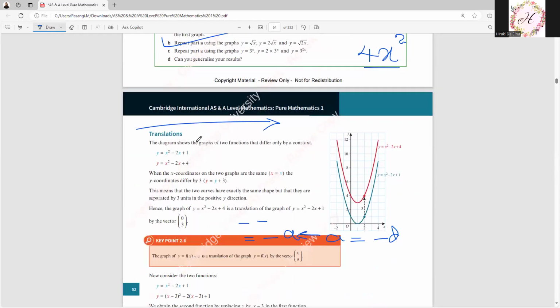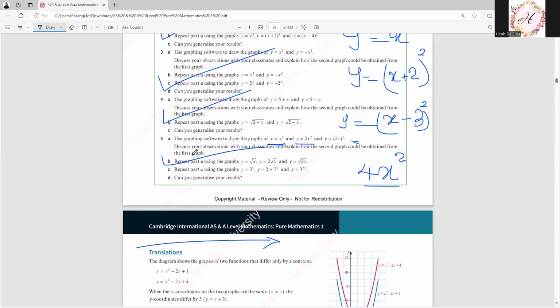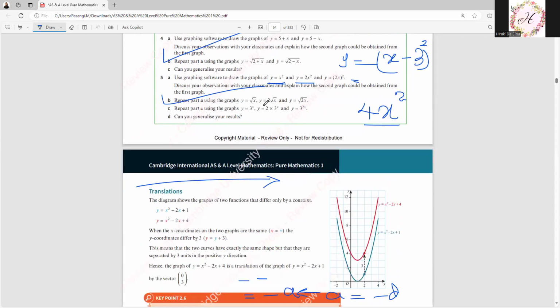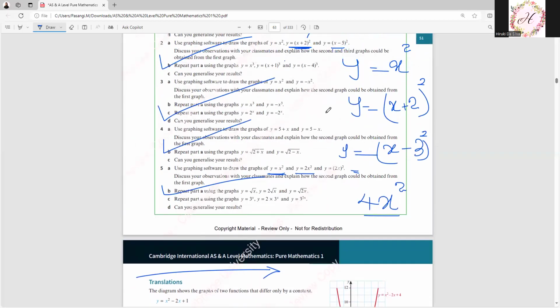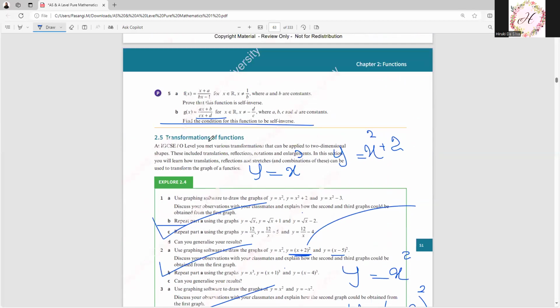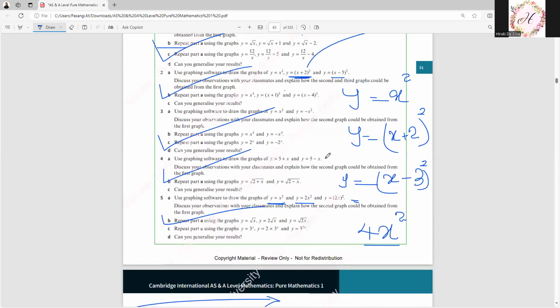Now, for the translations, what do we have? Now we know how to move along the x-axis and according to the function, how it works. So we already knew these ones. Now we are going to talk about the translations. When it comes to translations, it may be either one transformation, or multiple transformations, as well as a combined one.